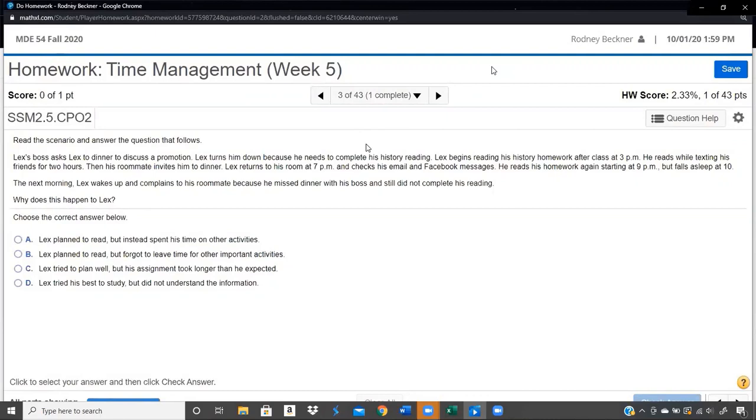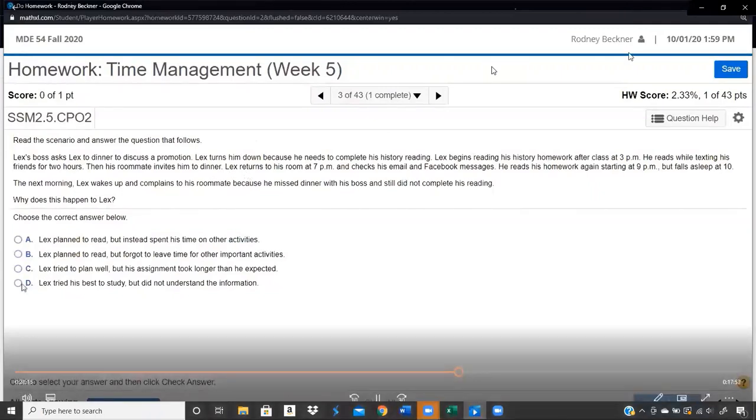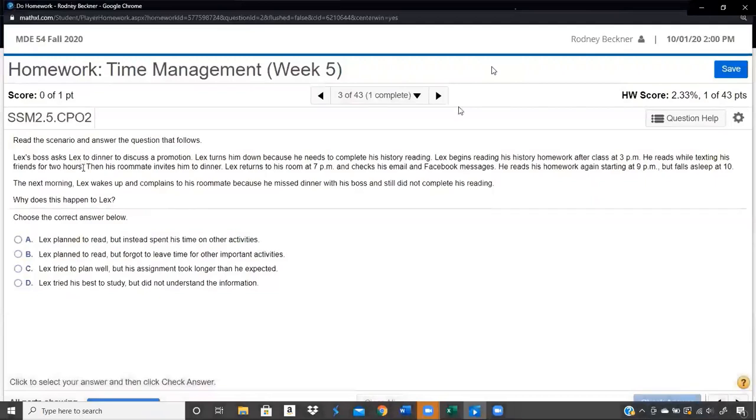Why does this happen? Lex planned to read, but instead spent time on other activities. Lex planned to read, but forgot to leave time for other important activities. Lex tried to plan well, but his assignment took longer than expected, or Lex tried his best to study, but did not understand the information. I don't see anything up here about not understanding it, so D seems out. His assignment took longer than he expected. Well, I mean, he spent from 3 to 5 studying, but also texting at the same time.